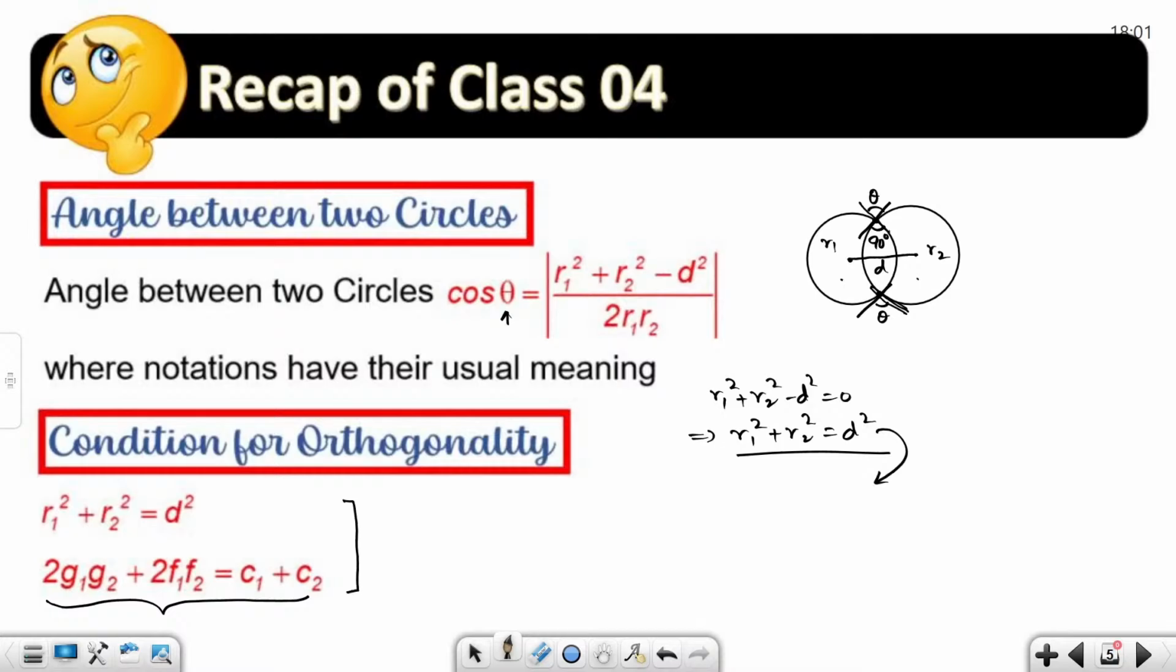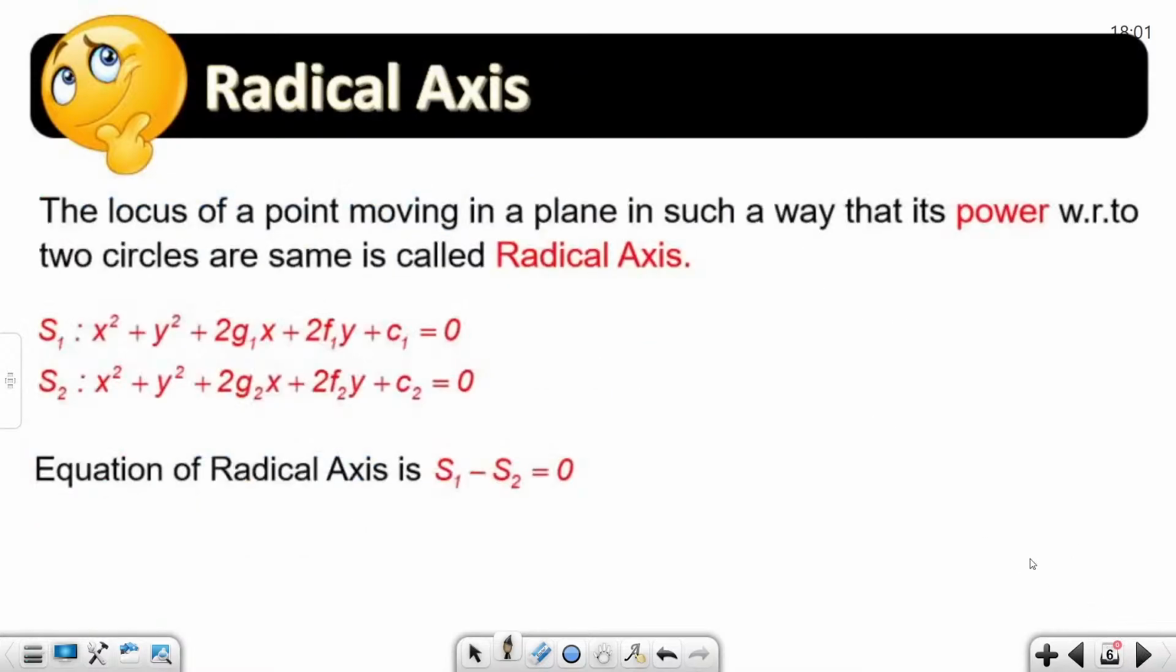Okay, so now we will move to the new topic that we are going to start today, the radical axis. So what is a radical axis? Radical axis is basically the locus of a point moving in a plane in such a way that its power with respect to two circles is always the same. Let h, k be any point on the locus.